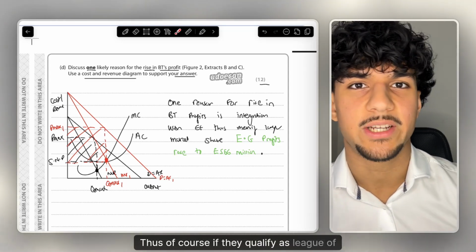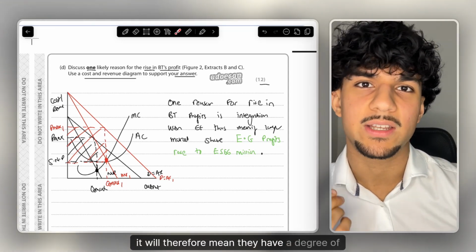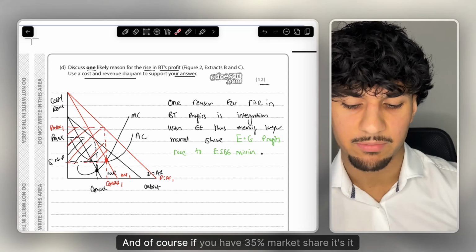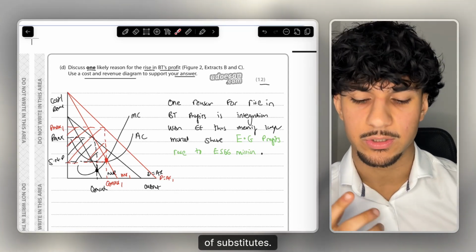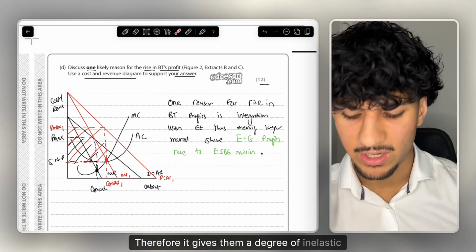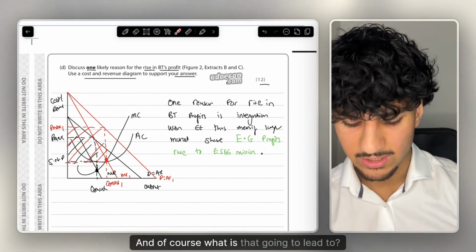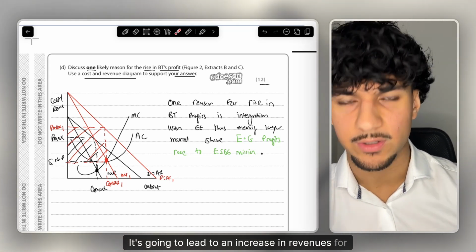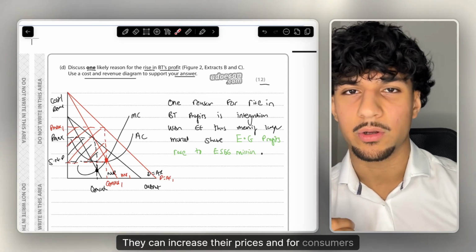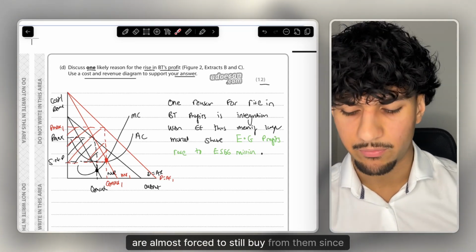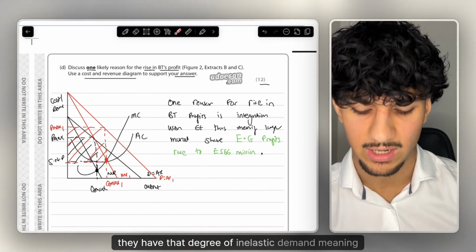Thus, of course, if they qualify as a legal monopoly, it will mean they have a degree of monopoly power. And of course, if you have 35% market share, it really does show that in the market there may be a lack of substitutes. Therefore, it gives them a degree of inelastic demand. And what is that going to lead to? It's going to lead to an increase in revenues for the firm. While they have that monopoly power, they can increase their prices, and consumers are almost forced to still buy from them since they have that degree of inelastic demand.